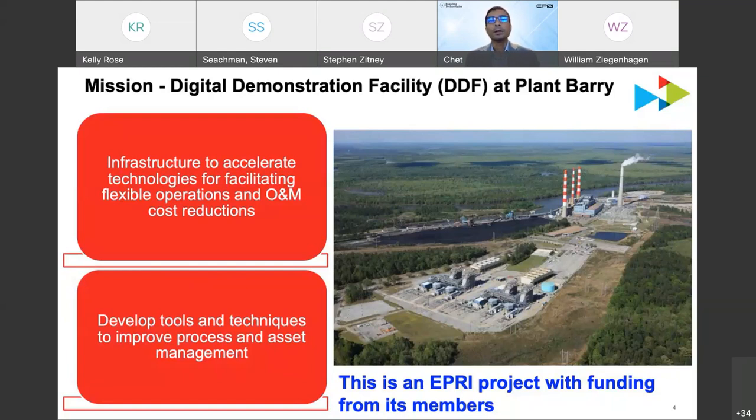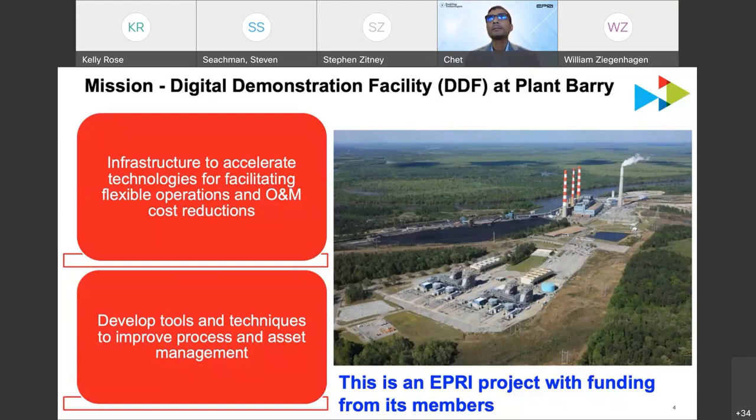We also need to develop tools and techniques to improve our process and asset management. So by doing that, we can optimize how we operate our power plants. So we decided to develop this research center with the support of EPRI and its members. So it's an EPRI facility.